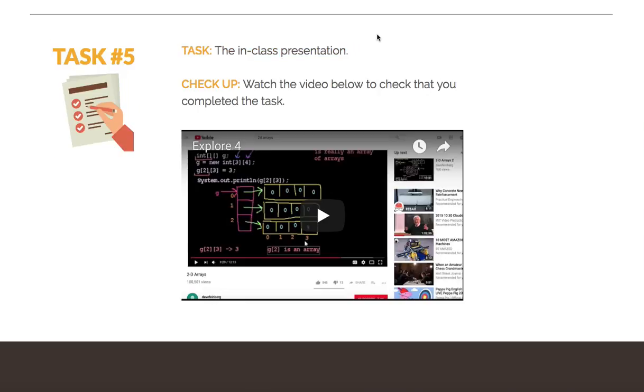The in-class presentation is where you're going to present in front of the class, and my hope is by the end of this process that everybody in the class will have a semi-firm grasp of every concept that has been assigned. And the in-class presentation involves a couple of components.